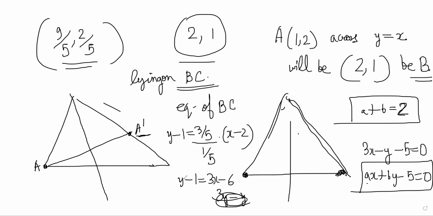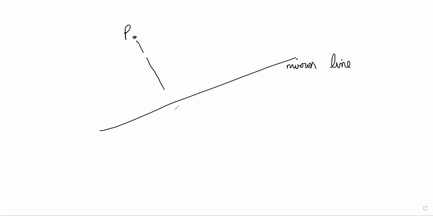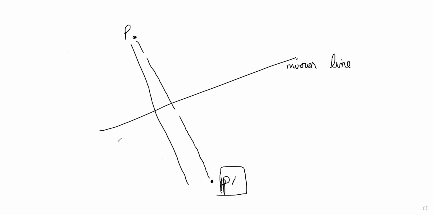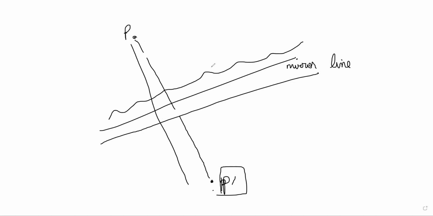If you know the line equation, then you should be able to do the reflection. The mirror line. If you know the mirror line and the point here, then you should be able to get the P dash. How do we get that? We say the slope of this is perpendicular to this, and that the midpoint of P and P dash also lies on this line. Midpoint.